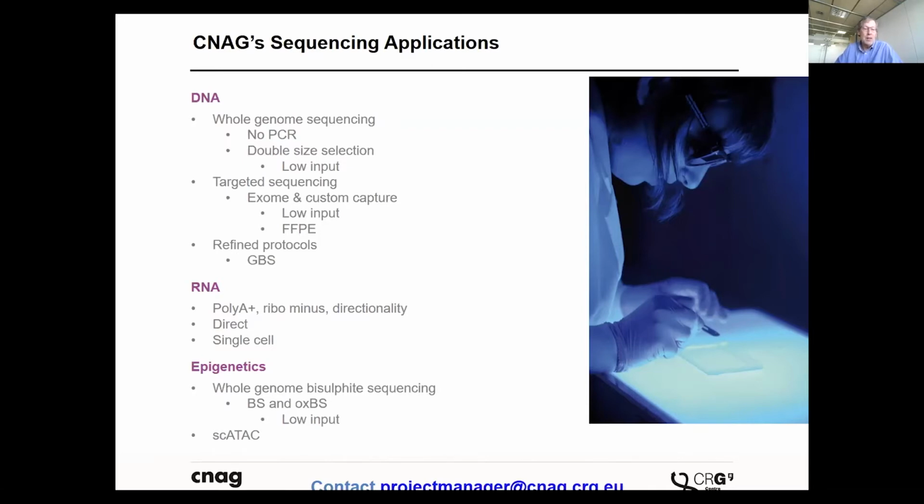And then in epigenetic analysis, we have DNA methylation analysis in different forms, whole genome bisulfite sequencing, OxBS. We can do this with low input. We have single cell ATAC. We have ATAC in general, and we also have Hi-C that can be done in bulk.